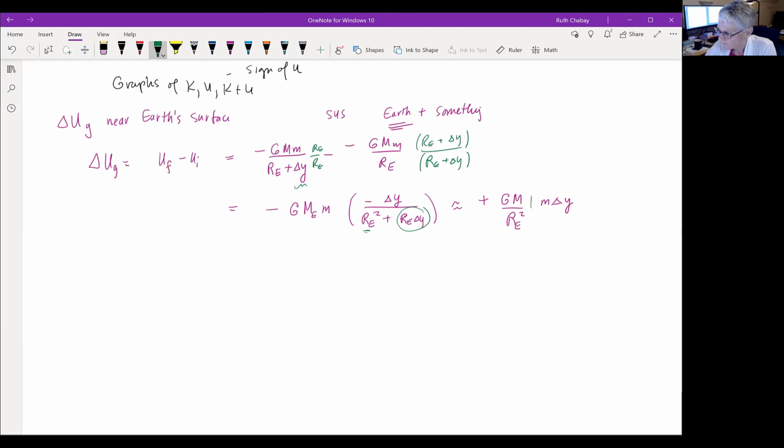Well, this term is just our friend little g, the magnitude of the Earth's gravitational field near the Earth's surface. And so this ends up being approximately equal to just a plus mg delta y.